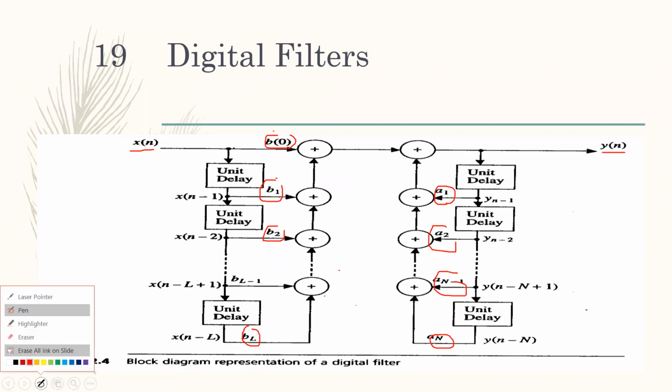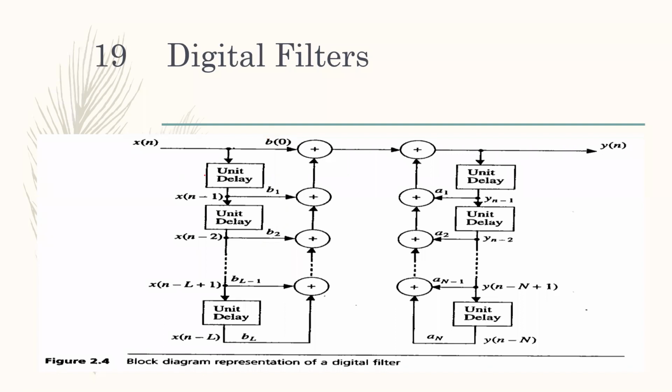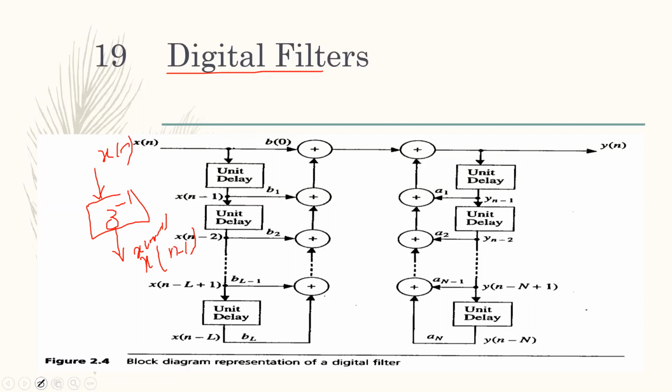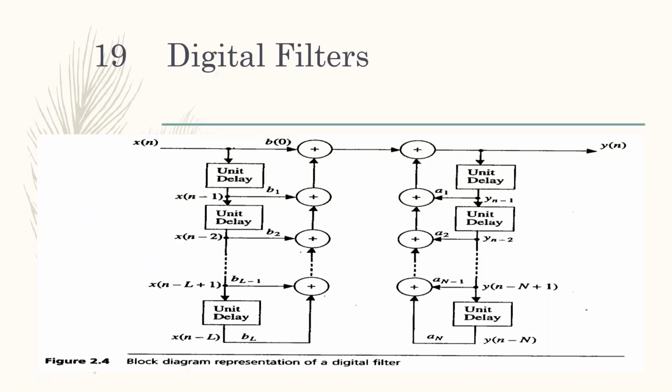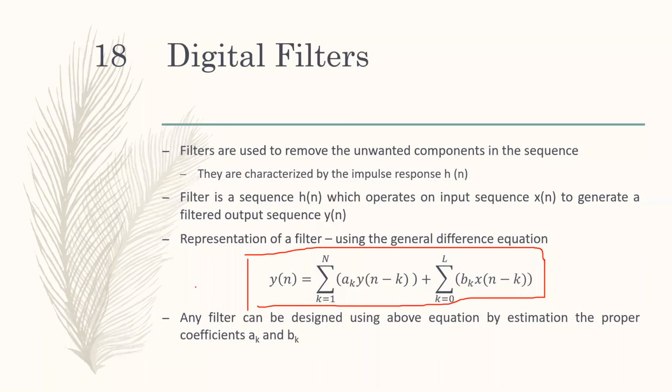Now here, a unit delay, if I am speaking of the digital domain, is this: if I pass a sequence through a block of z raised to minus 1, I will get a delayed version of the input, that is, x of n minus 1. That is what a unit delay specifies in digital filters. So this is the block diagram representation of the general equation we have presented here.